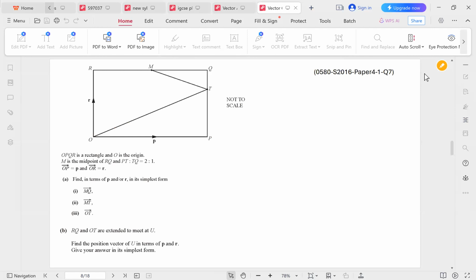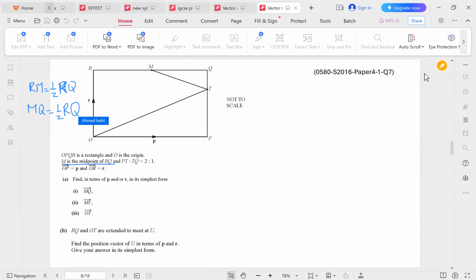OPQR is a rectangle and O is the origin. M is the midpoint of RQ and PT to TQ equals 2 to 1. Find MQ, MT, and OT. So since M is the midpoint of RQ, instead of doing ratios, we want to do the quick way now. M is the midpoint of RQ. We can just write that RM equals half RQ, and we can also write MQ equals half RQ.